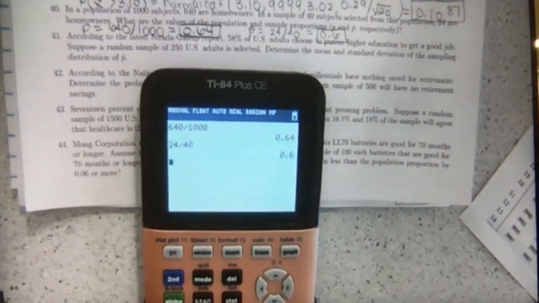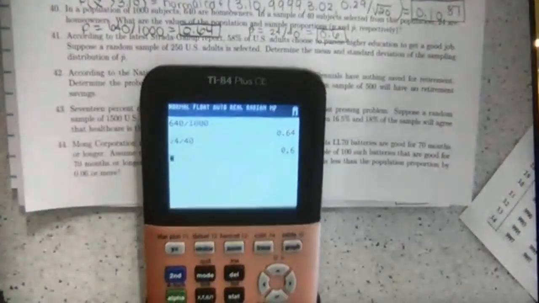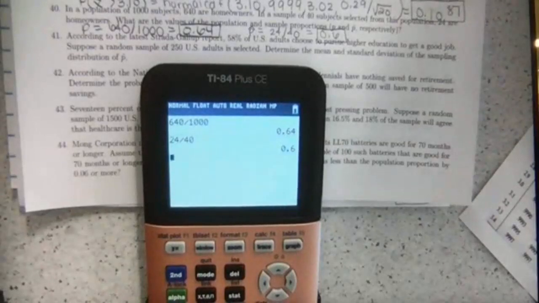So for 41, this is the last one. 41, 42, 43, 44 are all proportion problems. So according to the latest Strada Gallup report, 58%, so because it says percent, I know it's going to be p-values, I know it's a proportion, of U.S. adults choose to pursue a higher education to get a good job. Suppose a random sample of 250 U.S. adults are selected. Determine the mean and the standard deviation of the sampling distribution of p hat.